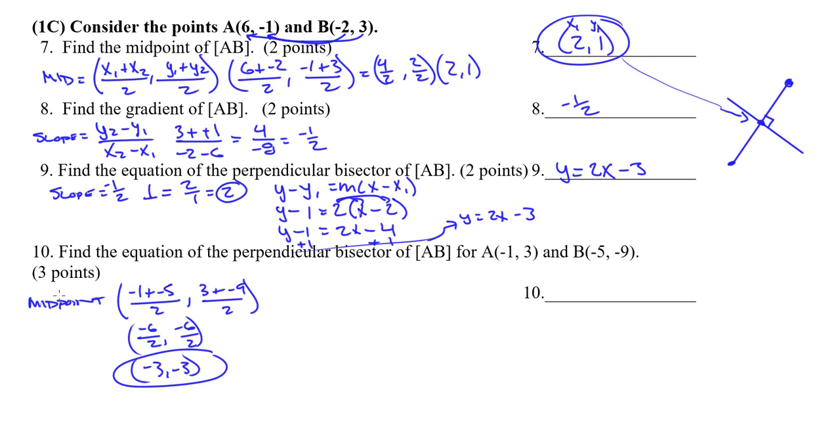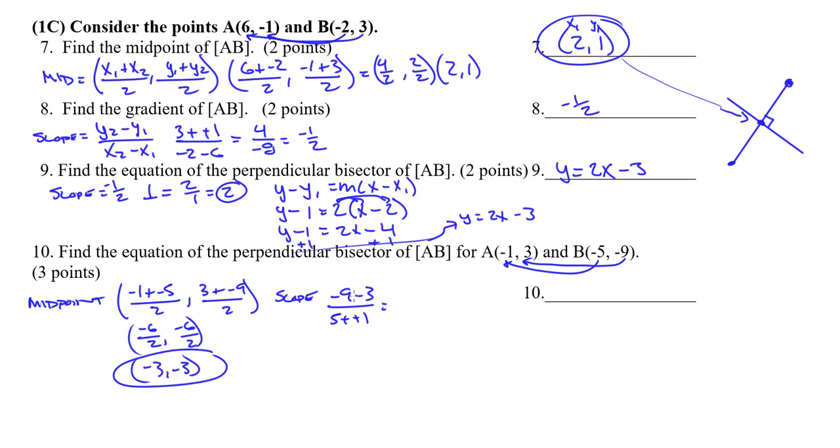This is a 3-point problem, so you get 1 point for finding the midpoint. You get another point for finding the perpendicular slope, and then you get another point for plugging it in correctly and getting your equation. So, just so you know where the points are coming from. But, so next thing, slope. We got to do y2 minus y1, negative 9 minus 3 over negative 5 minus negative 1.